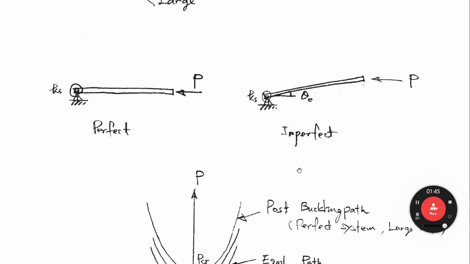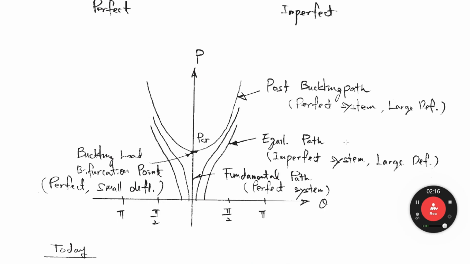And then this is a perfect system. There is no crookedness, no initial imperfection or initial deformation before loading is applied. Okay, it is a perfect system. This is an imperfect system. We have the initial imperfection theta 0 before loading is applied. So we can draw the displacement load relationship. Okay, this is a fundamental path. We call it fundamental path up to the buckling load or bifurcation point.